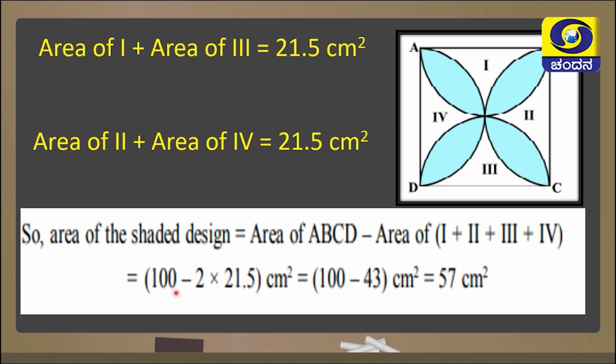We know area of ABCD is 100 and area of 1 and 3 is 21.5 centimeter square. Area of 2 and 4 is 21.5 centimeter square. So I am taking 21.5 2 times. So if you multiply 21.5 2 times, we are getting 43. Now subtract 43 centimeter square from 100. You are getting 57 centimeter square.